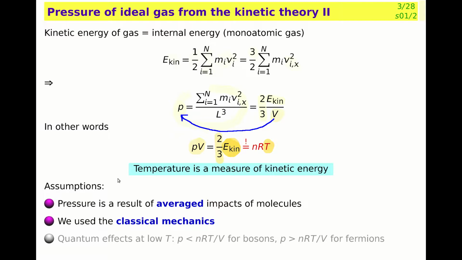And to summarize, I used the assumption that pressure is given as average impacts of all molecules to a wall. I have many molecules, so I don't feel individual molecules, I just feel pressure as the average result of such impact, and I used the classical mechanics. And what I got is the equation of state of ideal gas and the relation between kinetic energy and temperature.